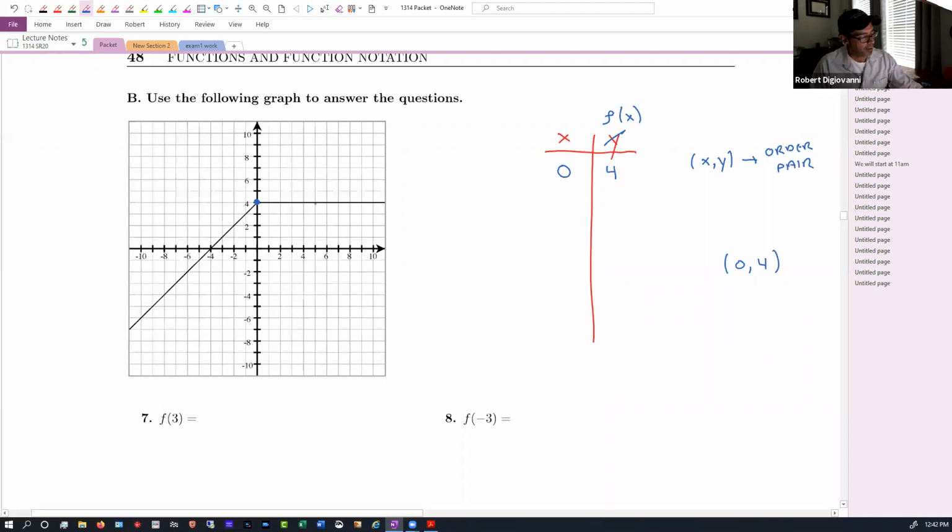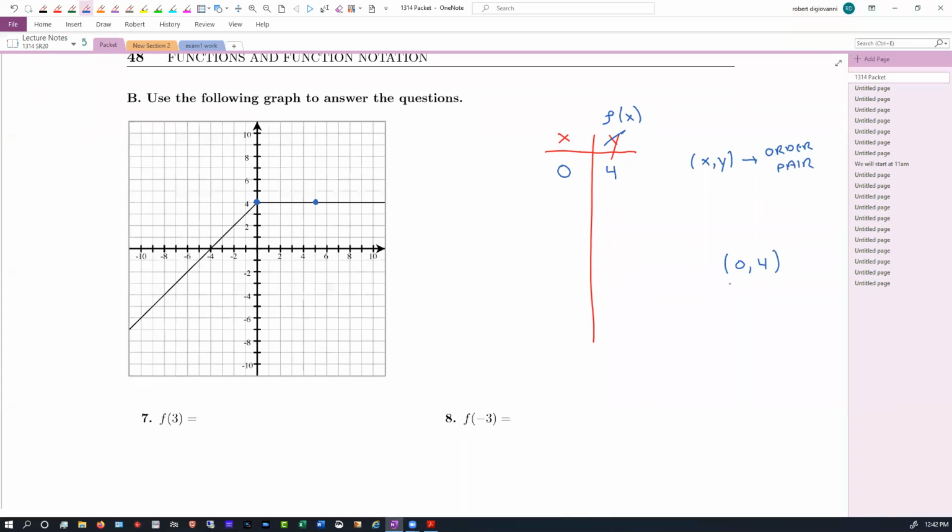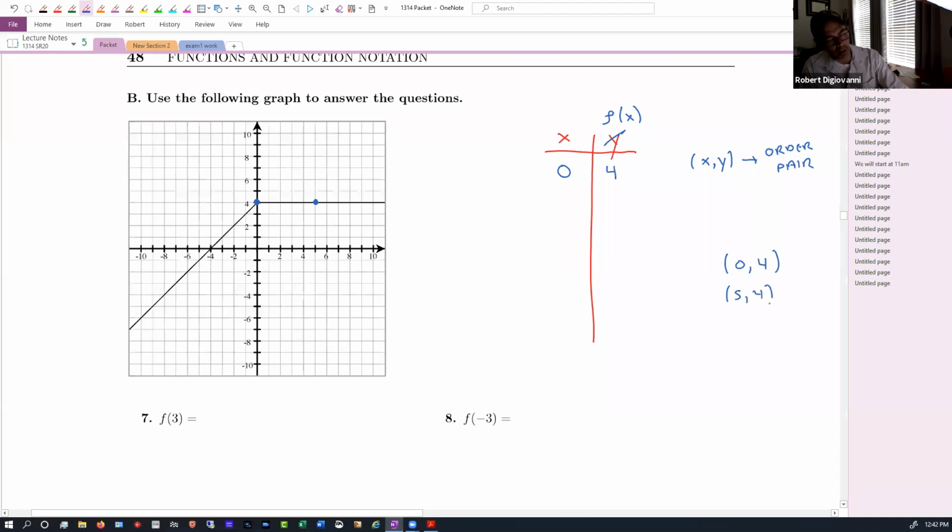Let me give you another point. How about this point right here? What's that point as an ordered pair? Is it 5, 4? 5, 4. Good. So 5, 4. So that means that if you plug 5 in, it's going to spit out 4. All right. How about this point right here?